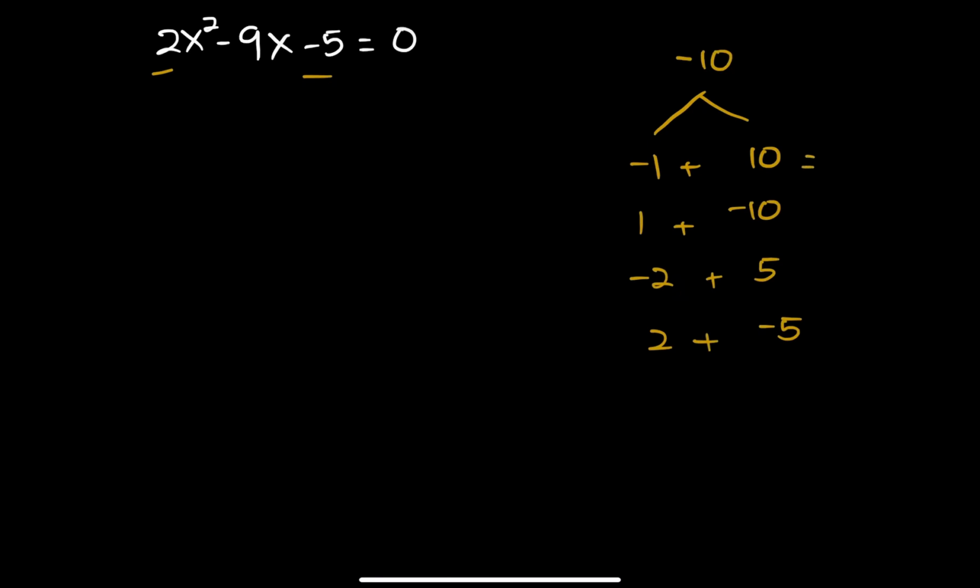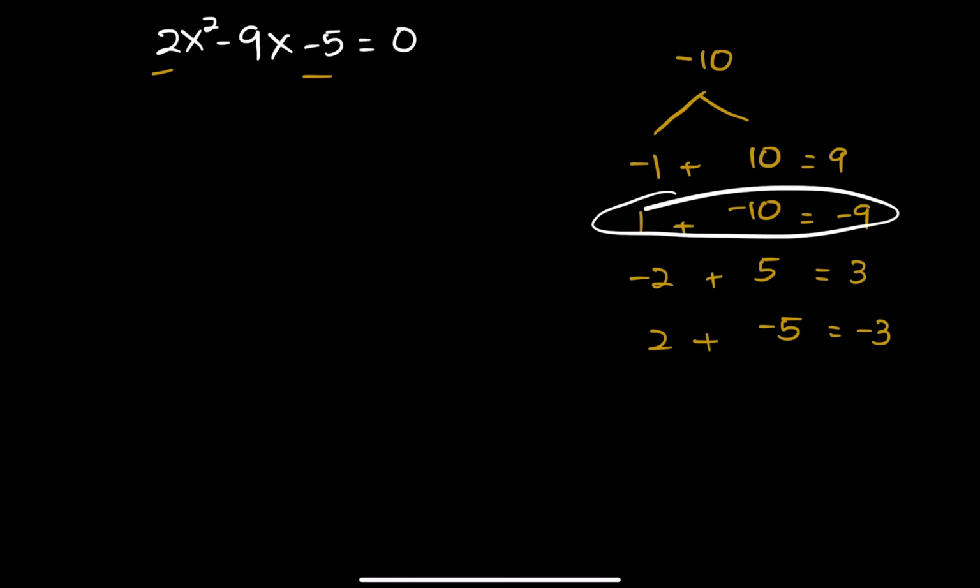First one, negative 1 plus 10, that gives you 9. 1 plus negative 10 gives you negative 9. Negative 2 plus 5 gives you positive 3. And lastly, 2 plus negative 5, that gives you negative 3. Alright, so look at the b term over here. What is the b term? The b term is negative 9, right? Remember the sign in front. So in this case, it's negative 9, so we want to find the pair that matches to negative 9, so that's this one, right? So we want the numbers 1 and negative 10. So that's what we're going to break it up into.